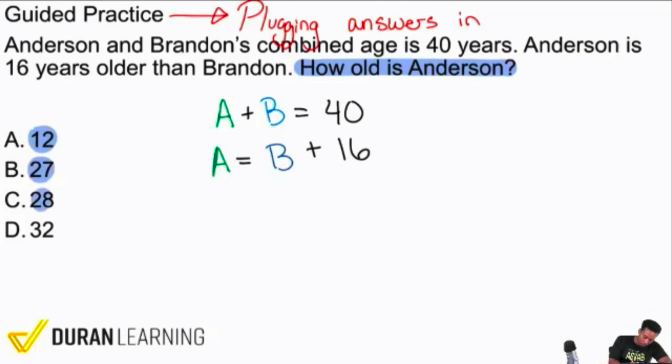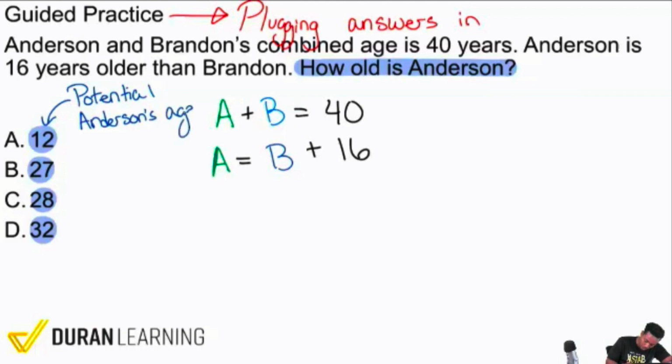So everybody, what do these numbers represent? What do 12, 27, 28, 32 actually represent? Ages, but whose age? Exactly. These are Anderson's age. So that's how I want you to mark it down: potential Anderson's age. Potentially. And why do I say potential, everybody?